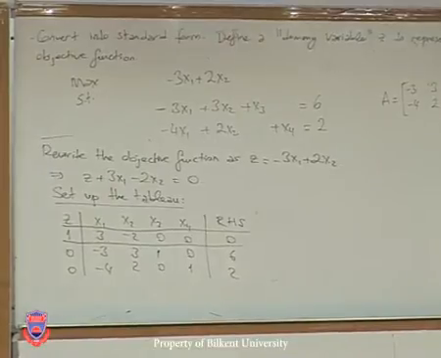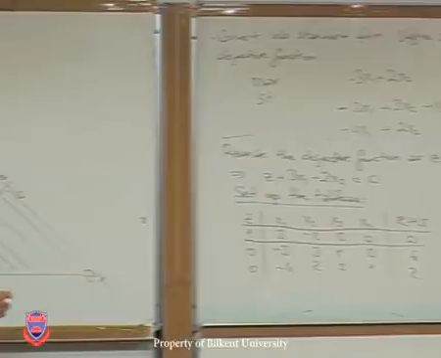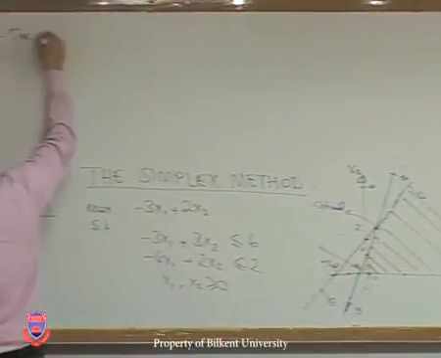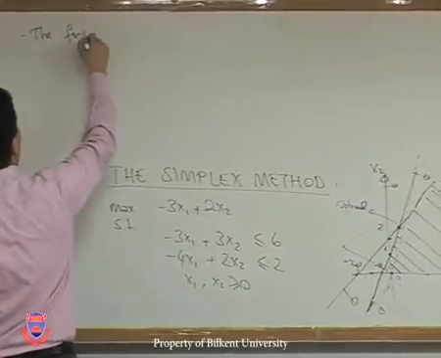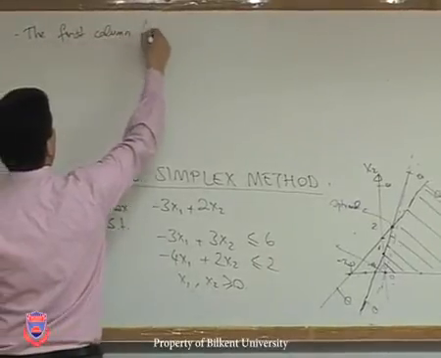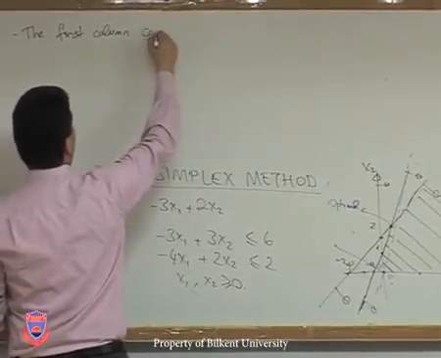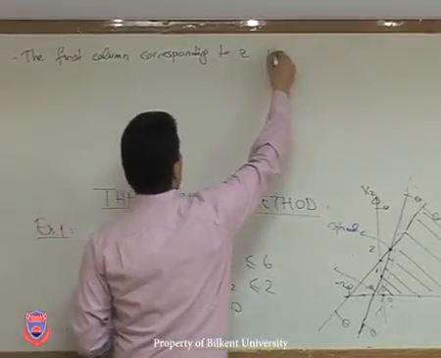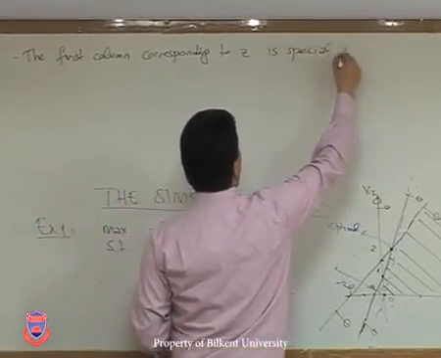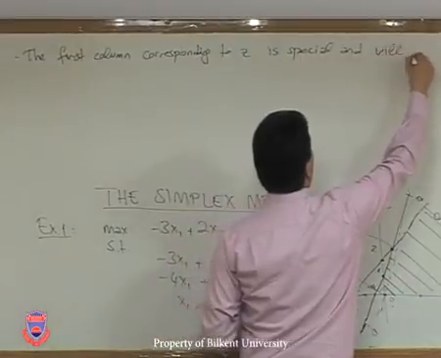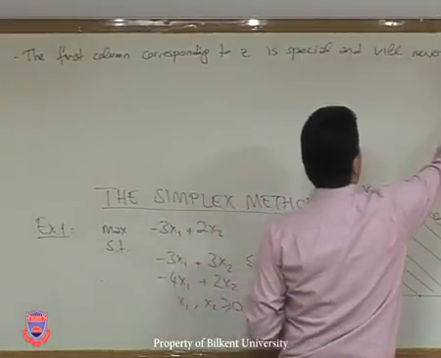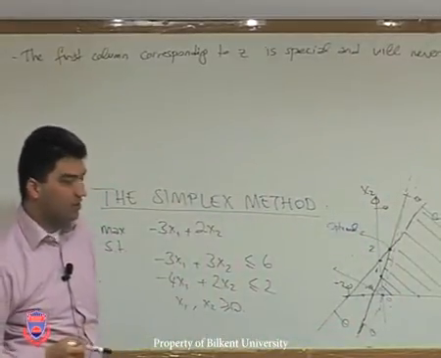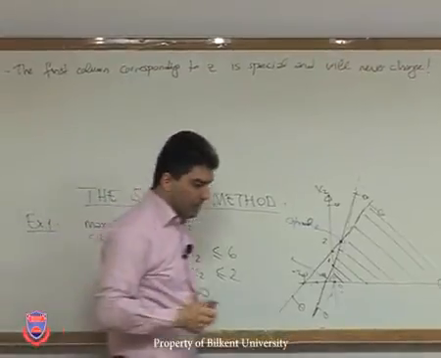All right, so now the first column, in other words, the column corresponding to z, is special and will never change. So I will never make any operation on the first column. The first column will always be 1, 0, 0, basically.